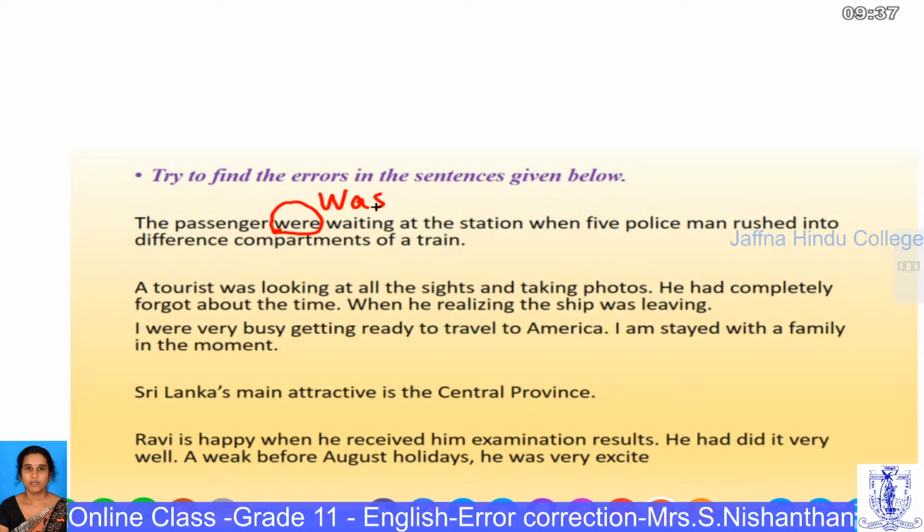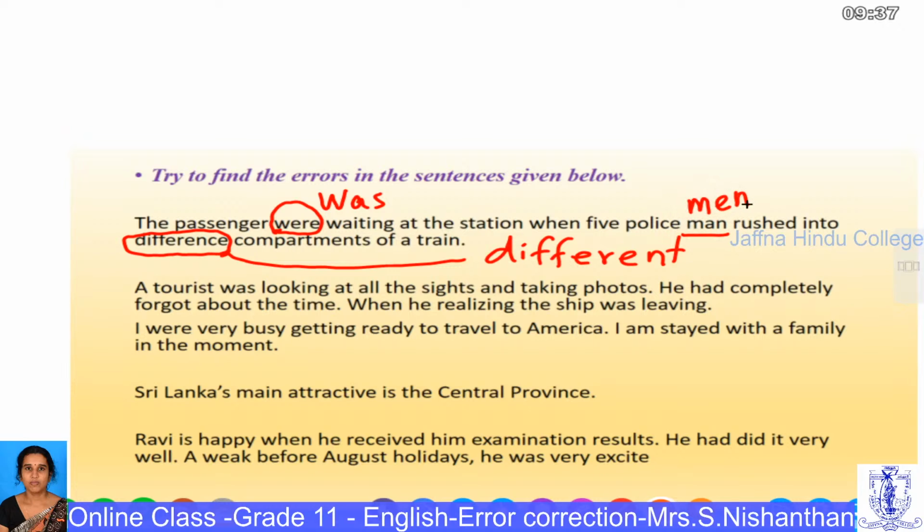The passenger was waiting at the station. Difference. Right, very good. Difference is wrong. It is a noun, but it should be changed to the adjective different. And another error found here is policemen, not man, 5. So, policemen.